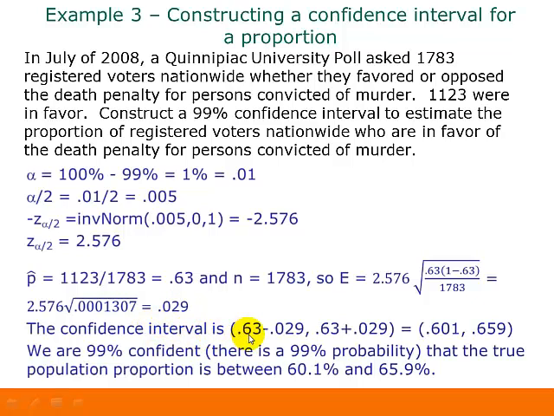So to get our confidence interval, we take our point estimate, or our sample proportion, minus the margin of error, and our sample proportion plus the margin of error. And that gives us from 0.601 up to 0.659 for our confidence interval. So the interpretation of this is that we are 99% confident, or we say there's a 99% probability that the true population proportion is between 60.1% and 65.9%.